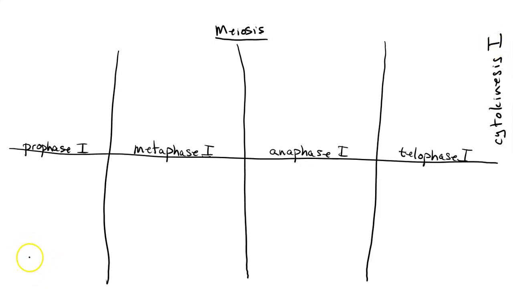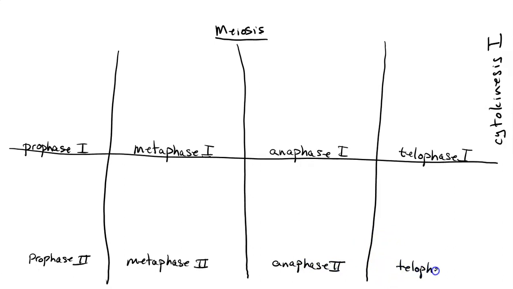After cytokinesis 1, we have prophase 2, metaphase 2, and anaphase 2. Telophase 2. And last but not least, we have cytokinesis 2. All right, so let's start drawing these.